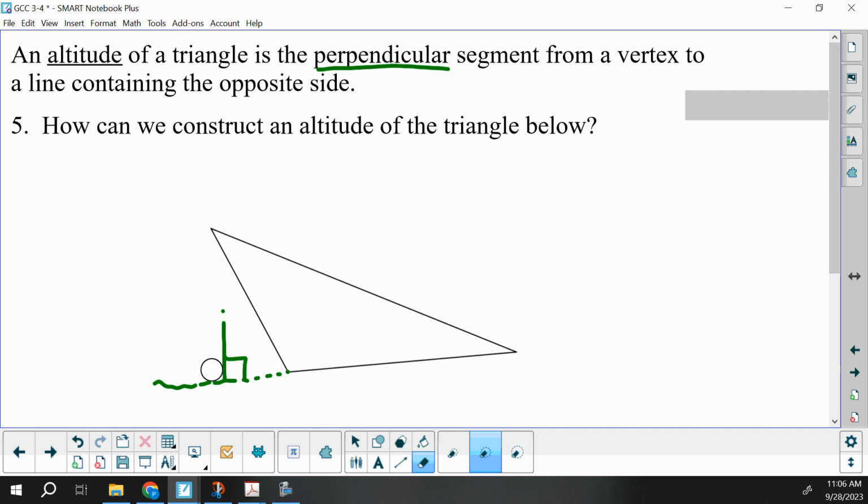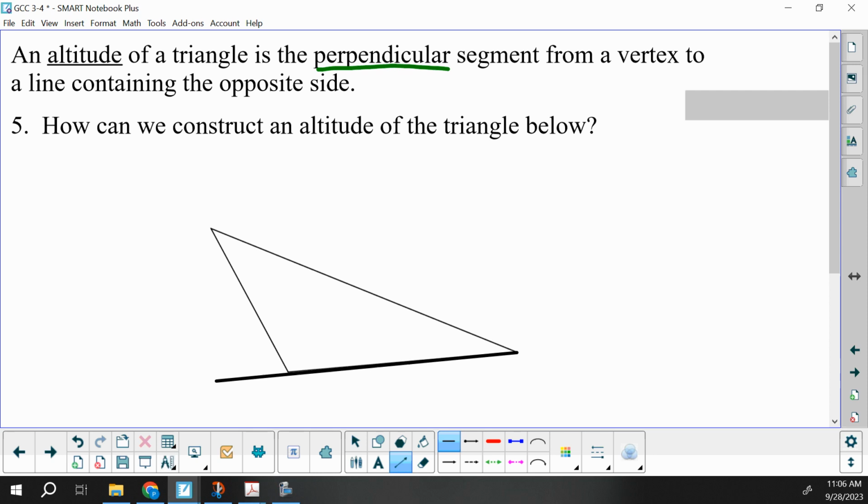So what we're going to do is we're going to actually construct the altitude. So now you can start writing and doing what I am doing on here. Because our altitude is going to extend outside the triangle, first thing we want to do is we're going to extend this side of the triangle. So we'll do that with your straight edge. So either if you have a ruler or a side of a protractor or just your calculator cover, go ahead and extend the side of that triangle.